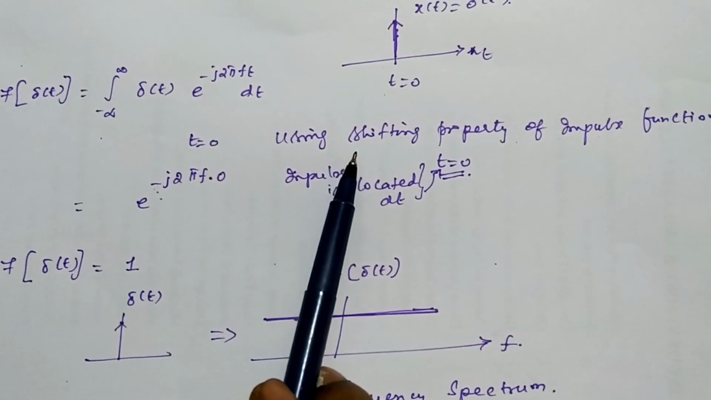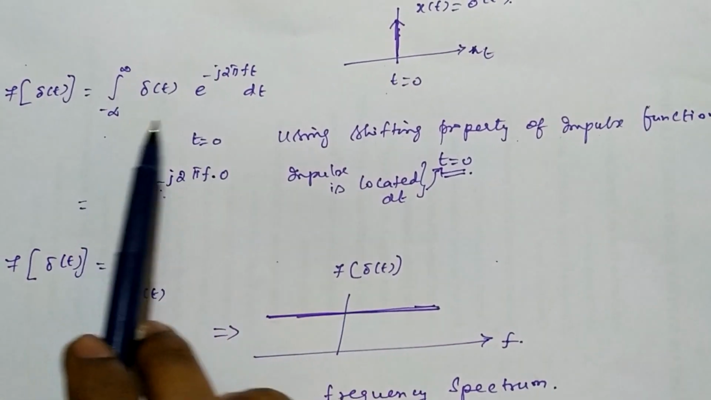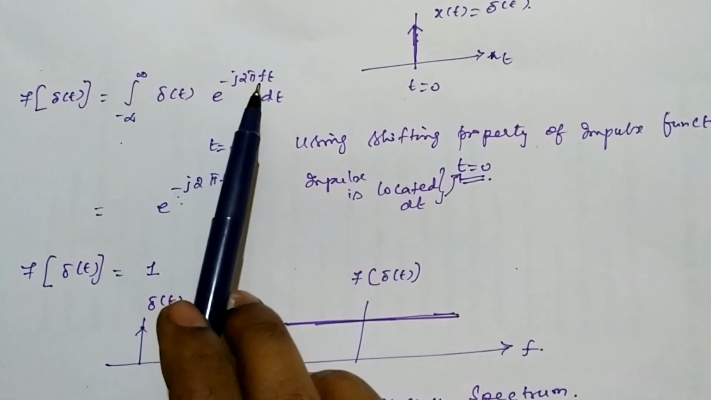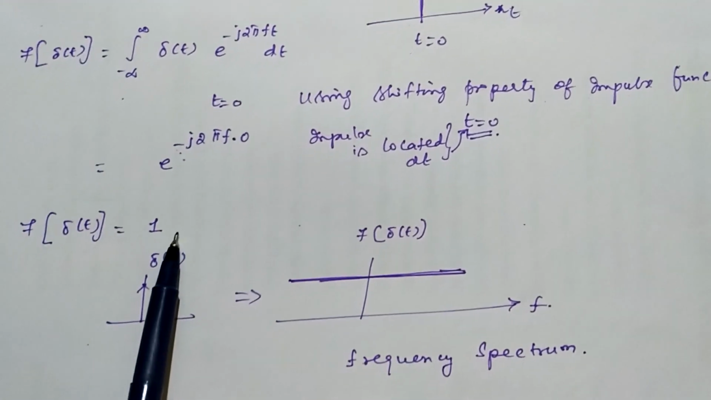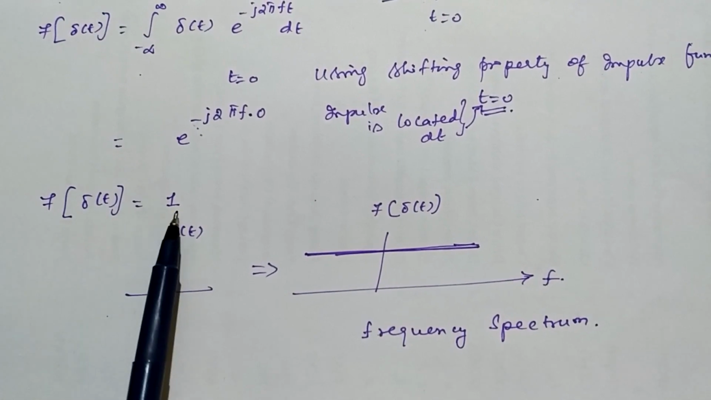This property is called the shifting property of the impulse function. To solve this integration, the impulse function is present at t = 0, so replace t with 0 in the other function. That is the result. Therefore, the Fourier transform of the impulse function is equal to 1.